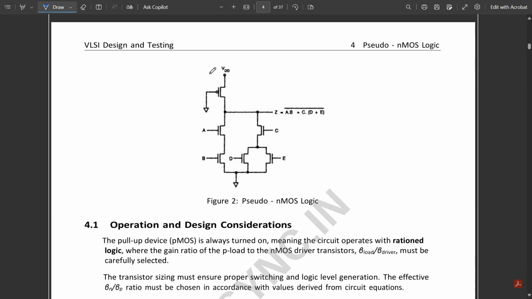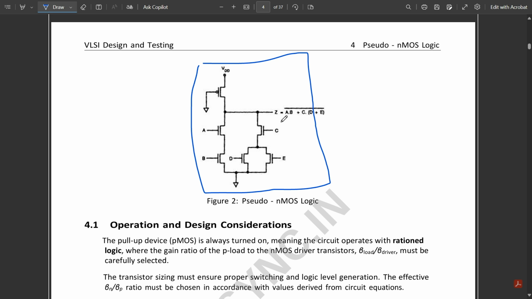As I was saying, here they have taken the same example, the expression ab plus c into d plus e. You see in the pull-up part we have only one PMOS transistor, and the gate of that is connected to ground, and in the pull-down part we have the NMOS transistor connection. As per NMOS characteristics, the connections follow in the same way.